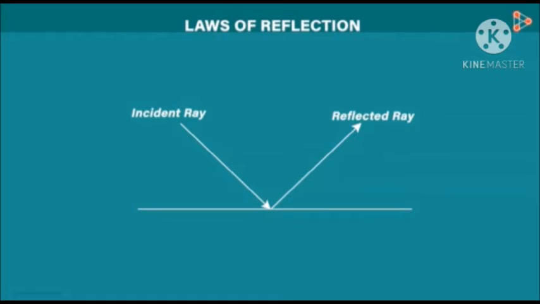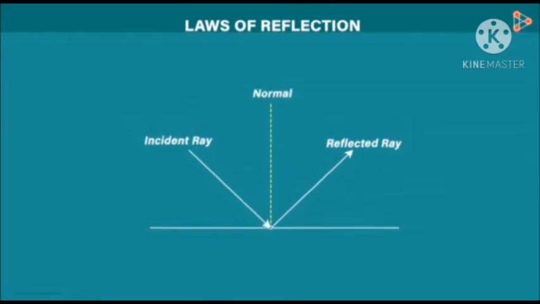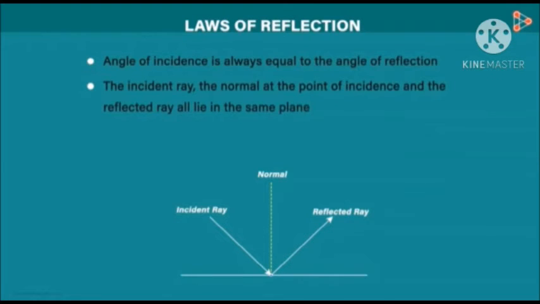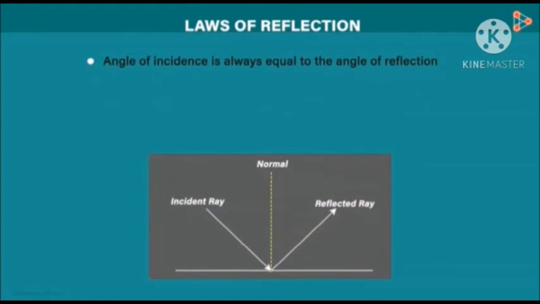If we draw a perpendicular at the point of reflection, this line is called the normal. Here are two laws of reflection which any light follows. The angle of incidence is always equal to the angle of reflection, and second, the incident ray, normal and the reflected ray all lie in the same plane.